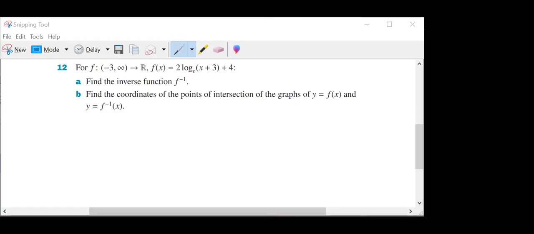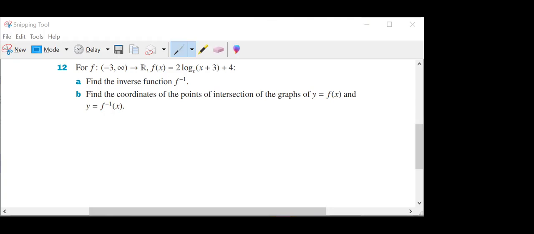So today we'll be going through the tutorial on the TI-Nspire CX II calculator, on the topic of inverse functions. So let's get started. Here we have the function f(x) = 2 ln(e^(x+3)) + 4. The first thing we have to do is find what the inverse function is.